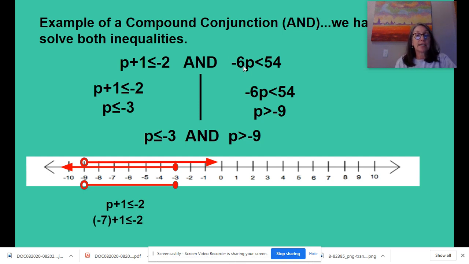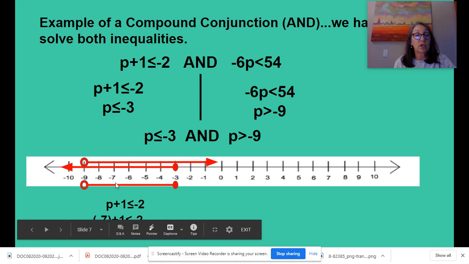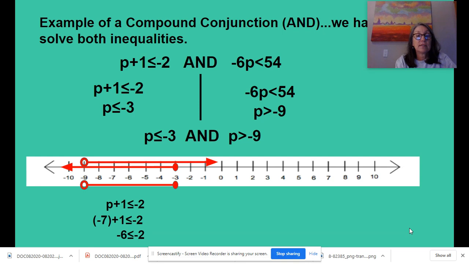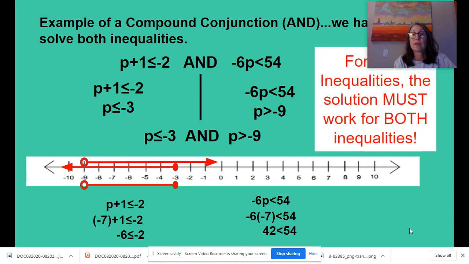If we take a number like negative 7, which should work, and we check it out, we get that indeed negative 6 is less than or equal to negative 2. If we put negative 7 in the right inequality, we get that 42 is less than 54. These are both true statements, so indeed this is a conjunction. For and inequalities, conjunctions, the solutions must work for both of them.